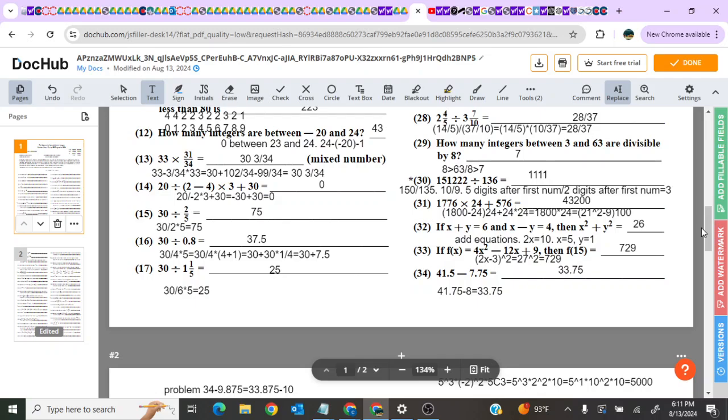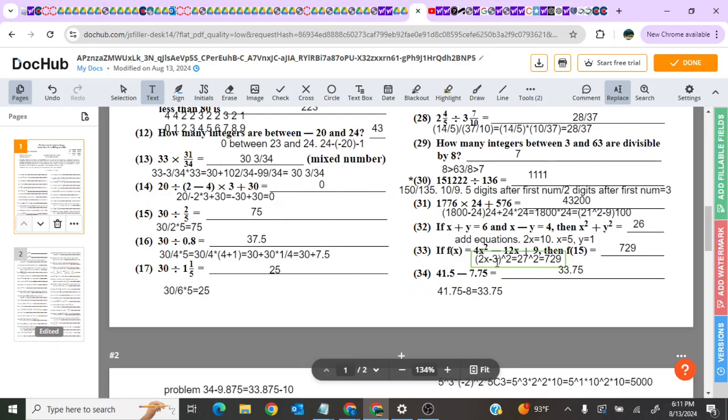33, 4x squared minus 12x plus 9. Well, this is the equivalent of 2x minus 3 squared. You can pretty much assume whenever you see something like this that you're going to be able to simplify, because negative 3 squared will get you 9. 2 times negative 3 times 2 will get you negative 12, and 2 squared will get you 4. So plug in 15 for x, and you get 27 squared, which is 729.